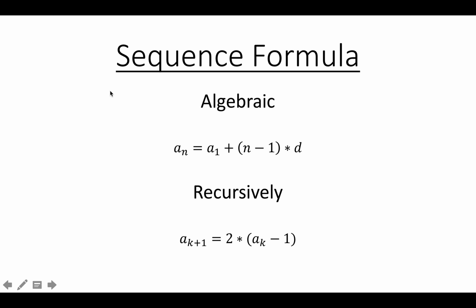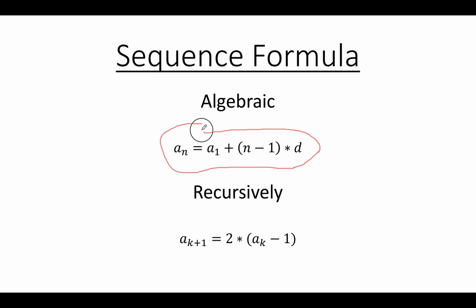Alright, so sequence formula. A sequence formula can be of two types. It can be algebraic or it can be recursive. When I say algebraic, I mean simply multiplying by a constant term and adding to the last one. That's the first one here. That's what we mean by algebraic. A sequence formula can be algebraic.